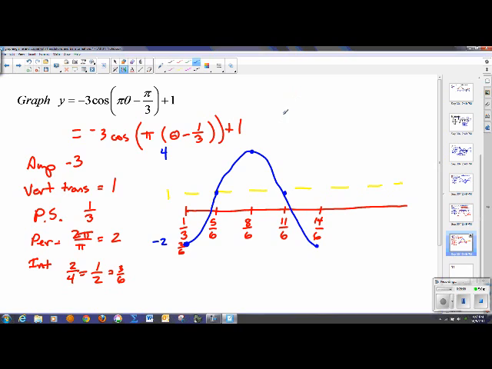Again, I like checking a point, so let's do that. Take -3 cosine. I'm going to use my 8/6. So in this case, I'll have the cosine of 8/6, which is 4 pi over 3, minus pi over 3, plus 1. That's -3 times the cosine of pi plus 1. The cosine of pi is -1, times -3 is 3, plus 1 is 4. What do you know? All checks out.